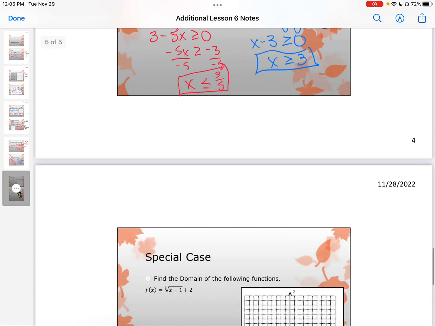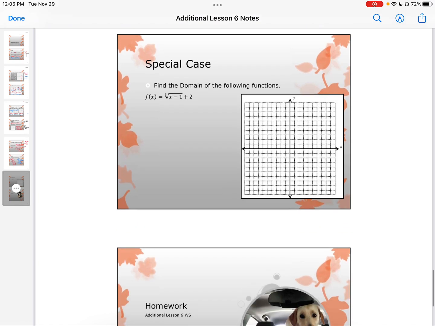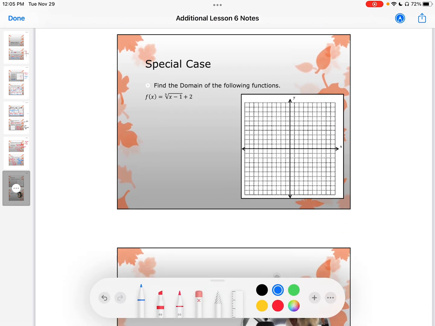There is one more special case that we need to address, and that is if you are dealing with cube roots. When you're dealing with a cube root, we remember our function, shifted right 1, shifted up 2. So this is what our graph looks like with my cube root graphed. What is our concern here? The answer to that is none.